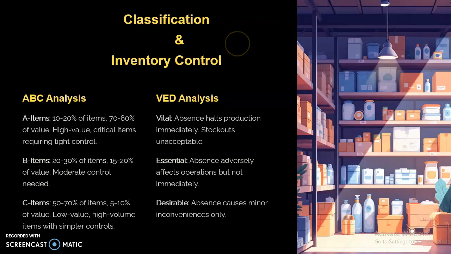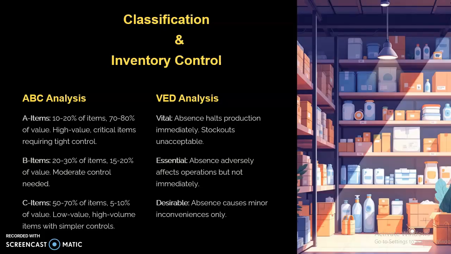The next important thing is inventory control. To exercise inventory control, we have to classify the materials. The two important analyses used for classification of material are ABC analysis and VED analysis. ABC analysis is based on the annual consumption value. Here we are classifying the materials into A items, B items and C items.